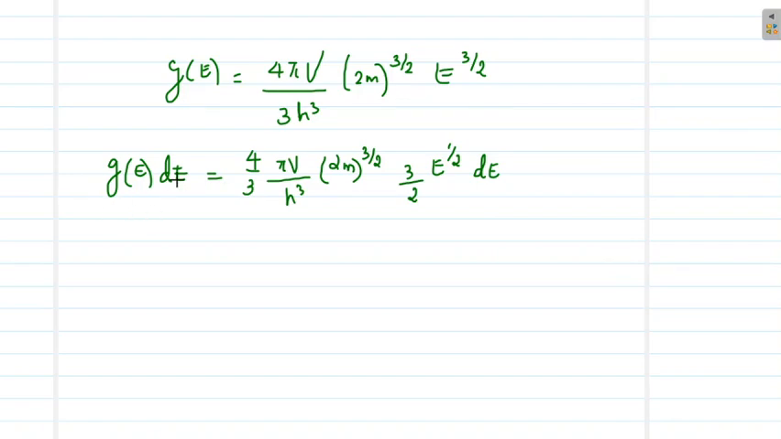This actually gives the number of energy states within an energy interval dE. The earlier equation gives the number of energy levels in the energy range 0 to E, from 0 up to energy E. So we have changed this equation by differentiating, and this equation gives the number of states in the energy interval dE.